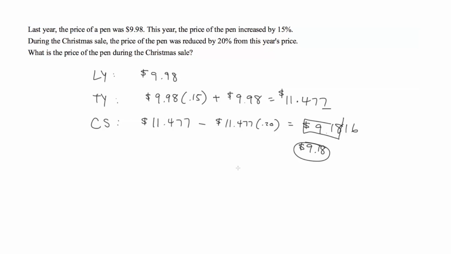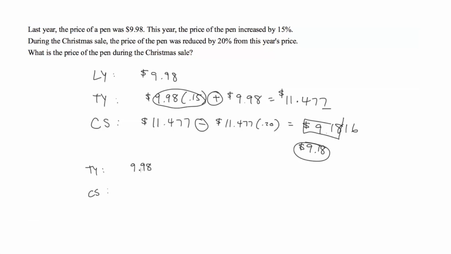$9.08. Now one thing I want to mention, which I think is helpful because it increases your efficiency with these types of questions. Instead of having to do these additions and subtractions, let's rewrite this year's and the Christmas sale price. Instead of taking 15% of the original number and then having to re-add it to the original amount, let's do that in one clean step.